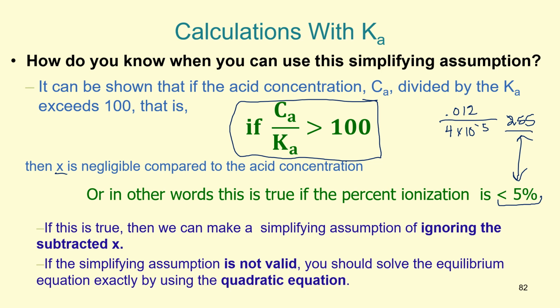And so what we're going to do is simplify when we do a problem. When we subtract the X in the denominator, we're going to make a simplifying assumption, and we're going to drop it and make it easy to solve. Now, if this is not valid, if Ca over Ka is less than 100, that means this assumption is not valid and X is not going to be much smaller than Ca, and so you have to use the quadratic equation.